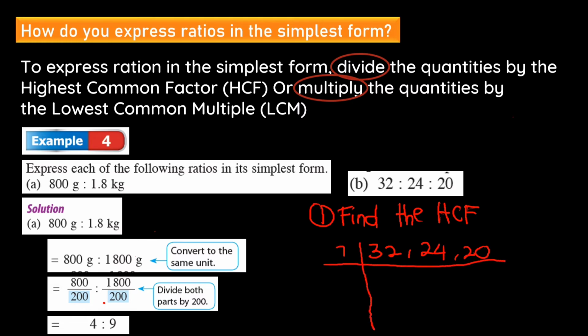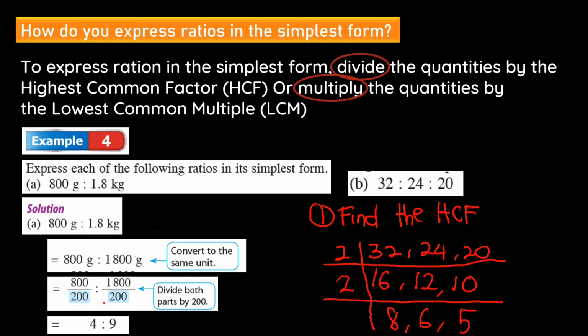We divide by 2. 32 divided by 2 equals 16. 24 divided by 2 equals 12. 20 divided by 2 equals 10. If we see here 16, 12 and 10, we can still continue the repeating division by dividing these three numbers by another 2. 16 divided by 2 is 8, 12 divided by 2 is 6, and 10 divided by 2 is 5.